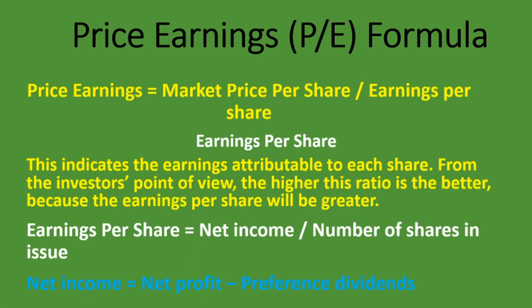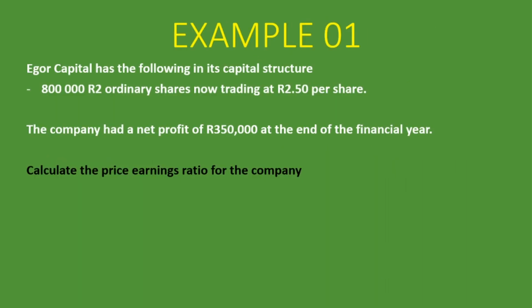Now that we know how to calculate the earnings per share, let's look at an example of how to do the price earnings ratio. Here we are given an example, and we did the same example when we were doing the earnings yield. We are told that Ego Capital has the following in its capital structure: 800,000 2 rand ordinary shares, now trading at 2.50 per share. The company had a net profit of 350,000 rand at the end of the financial year. Calculate the price earnings ratio for the company.